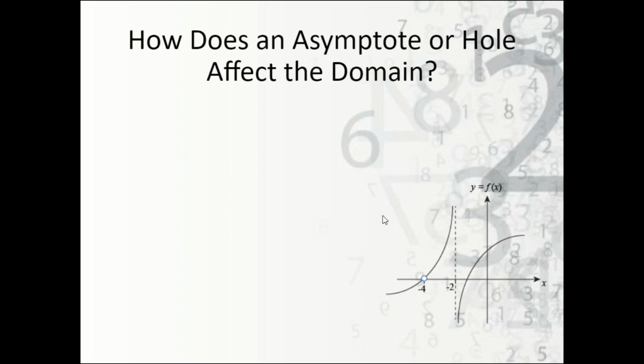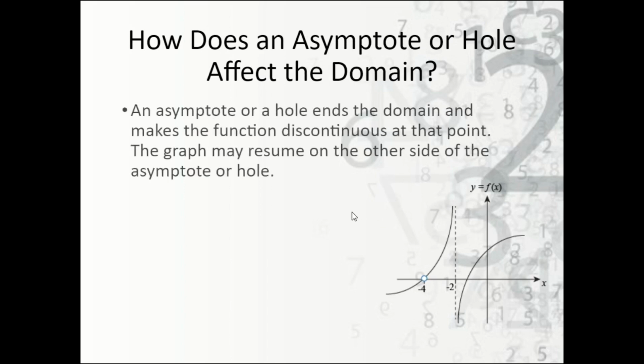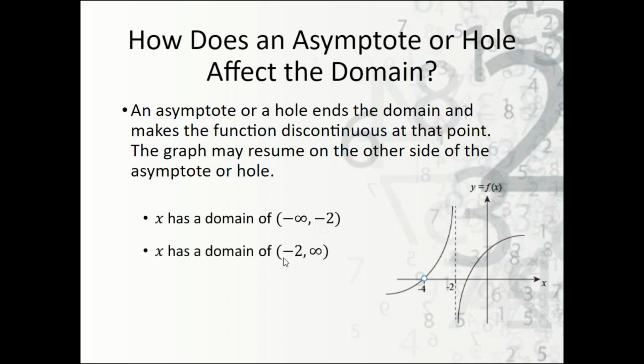So how does an asymptote or hole affect the domain? Well, we can see here that our graph goes from negative infinity, but then when it gets to negative 2, it stops continuing. It has an upper boundary of negative 2, and then it picks back up again. So here, we go from infinity, and when we work back this way, we go to negative 2. So it has a domain of negative infinity to negative 2, and a domain of negative 2 to positive infinity.